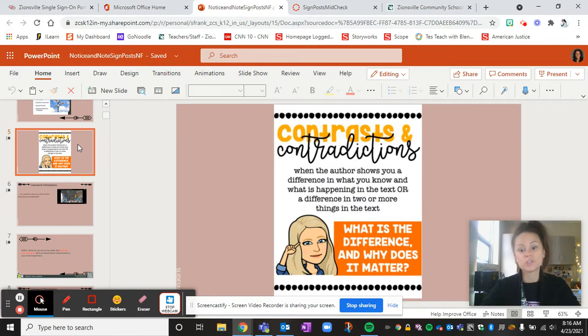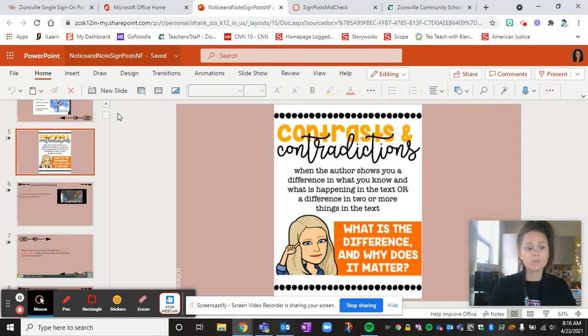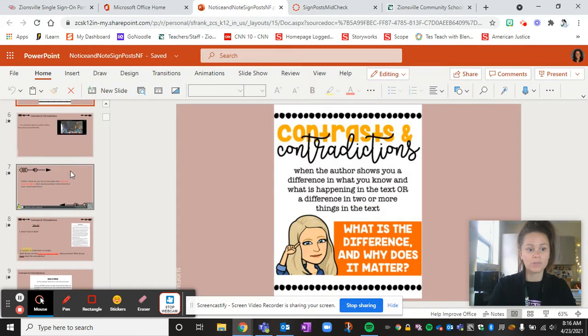It's when the author shows you a difference in what you knew or what was happening in the text, or a difference in two or more things in the text. And to help keep that in mind as well, I put that question here. What is the difference and why would the author put it in there? So let's go through our example that we had already gone through in class.